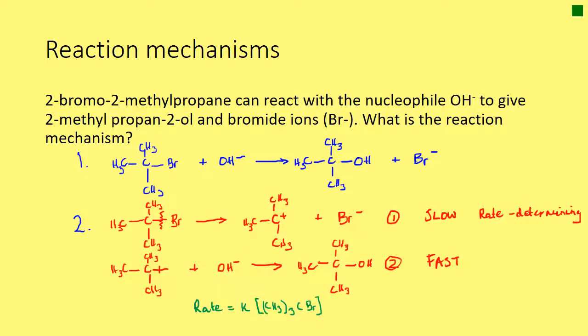So now we will have a look at reaction mechanisms, and we can work out the reaction mechanism if we know the reactants that are in the rate determining step. So here, let's take this reaction where we've got 2-bromo-2-methylpropane, and we react that with the nucleophile hydroxide ion to give 2-methylpropan-2-ol and bromide ions, right? And the question wants us to work out what the reaction mechanism is.